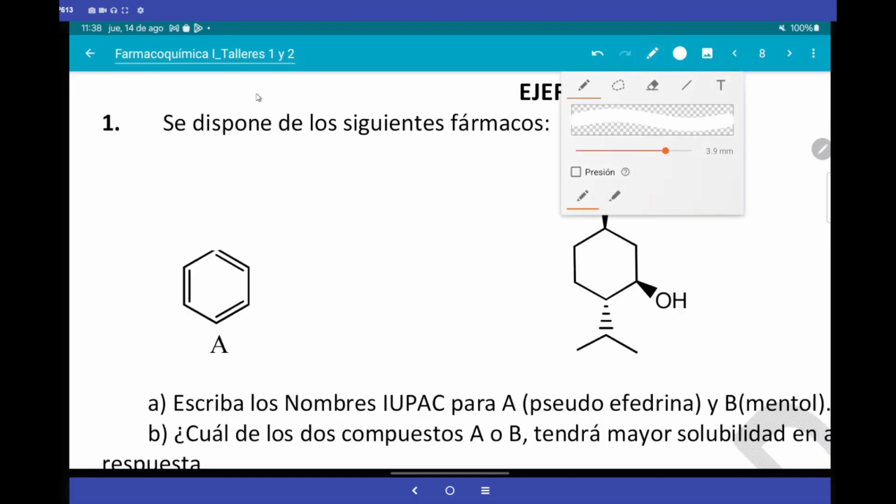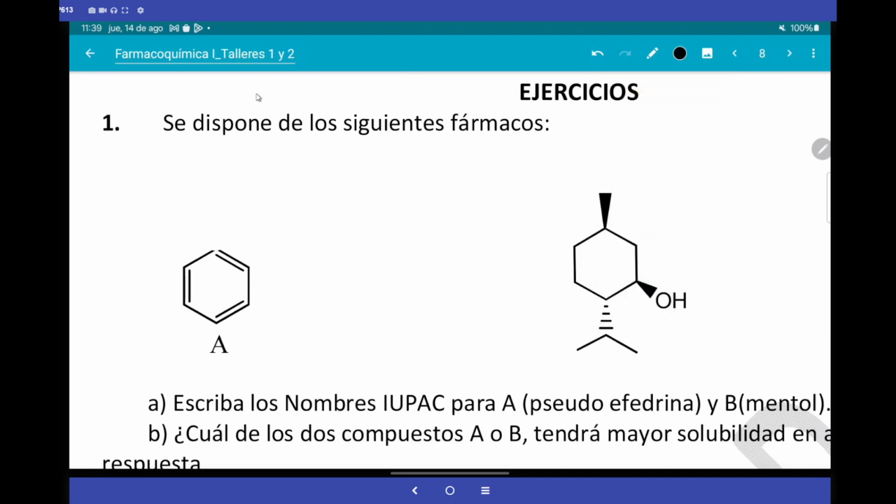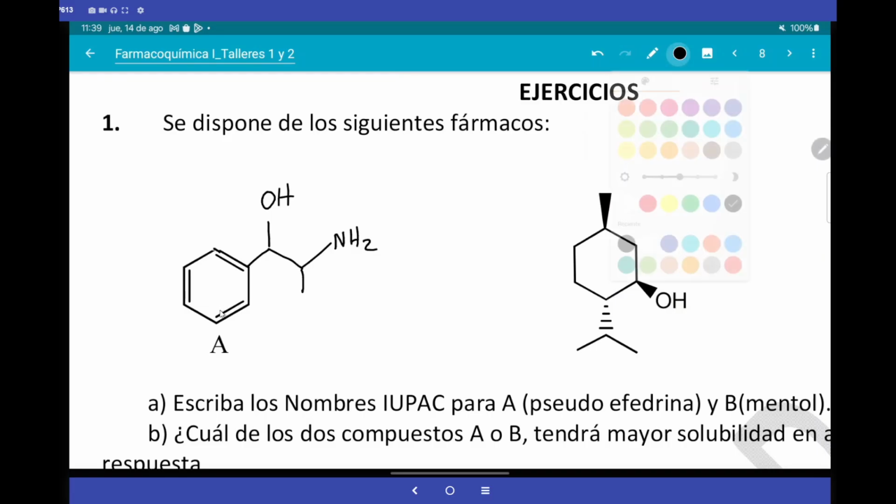Then we are going to take the pencil here and we draw the connection in this way. This is like this. So, how many chiral carbons does this system have? Very well, it has two chiral carbons. Then how many possible stereoisomers exist?